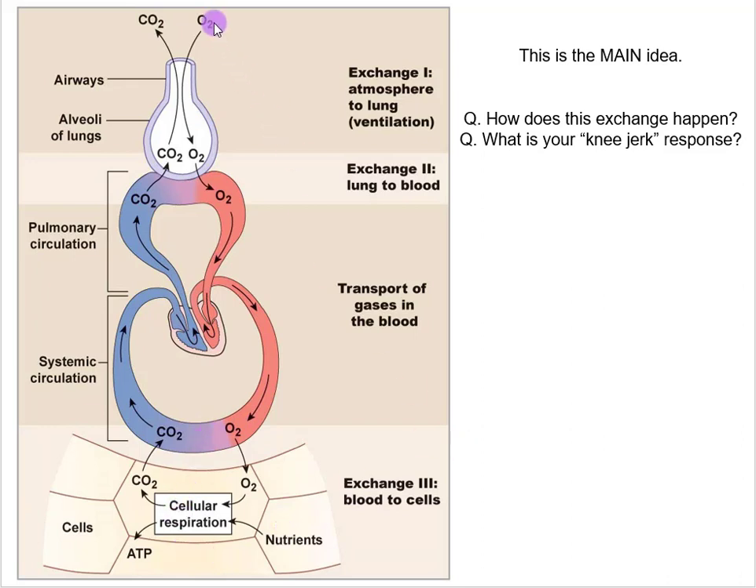Okay, so one more time, exchange number one is getting oxygen from atmosphere to the lungs. Exchange number two is getting oxygen from the lungs to the blood. Again, this is in the pulmonary circulation. This is all cardiovascular system. And exchange number three is how do we get oxygen from the blood into the tissues?